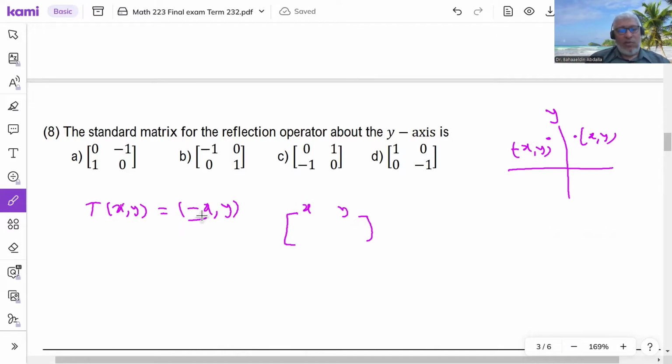Look at the first component. The coefficient of negative x is 1. There is no y. Second component, there is no x, and the coefficient of y is 1. So this is the standard matrix, and it is B. So B is the correct answer.